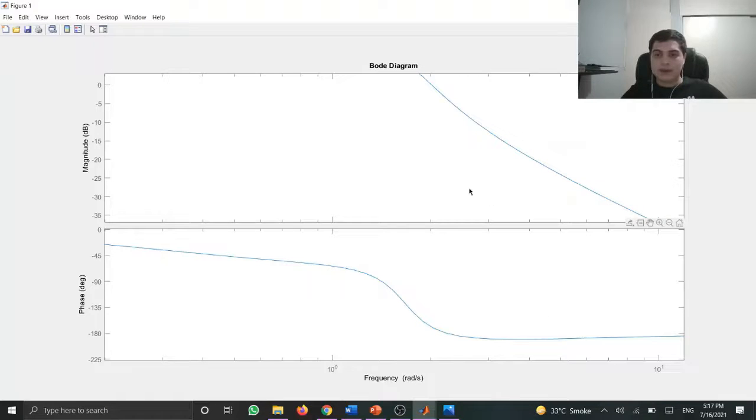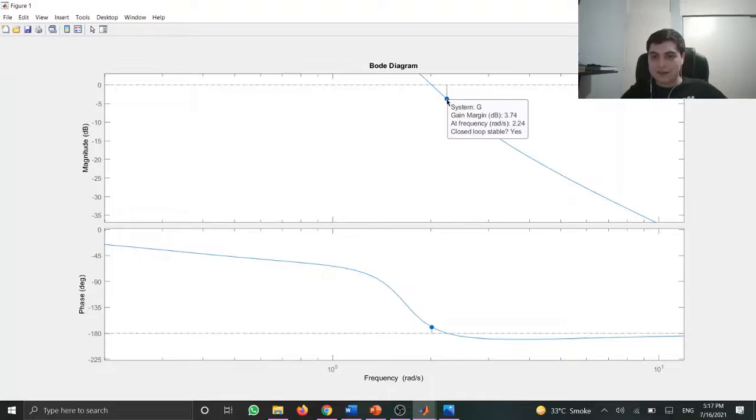In MATLAB we can easily find these margins precisely by clicking that option. And now we can see that the margin is very close to what we got: 3.74 decibels, and the phase margin is going to be 10.7 degrees.